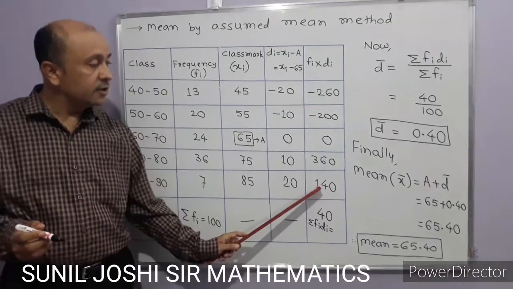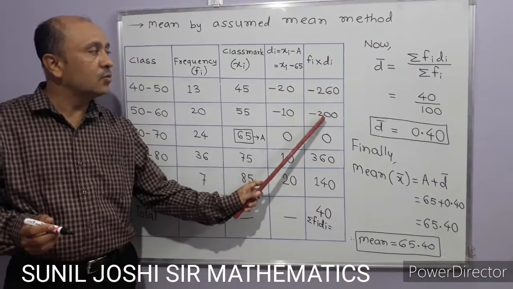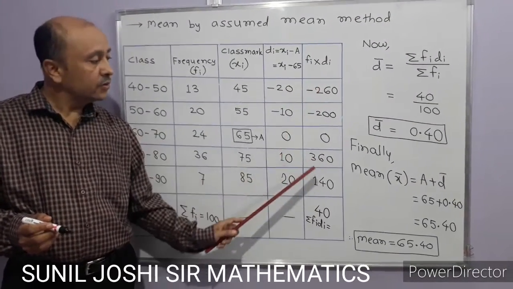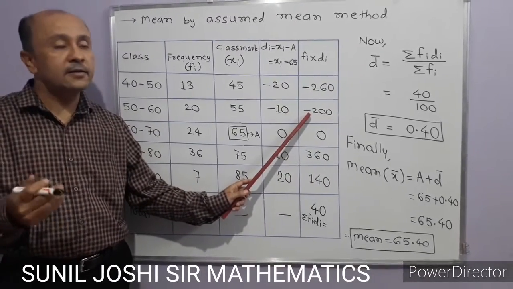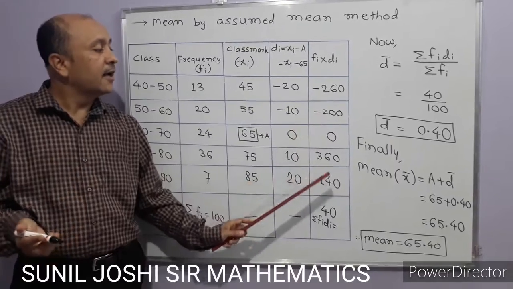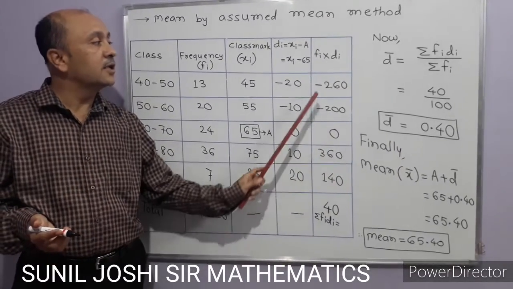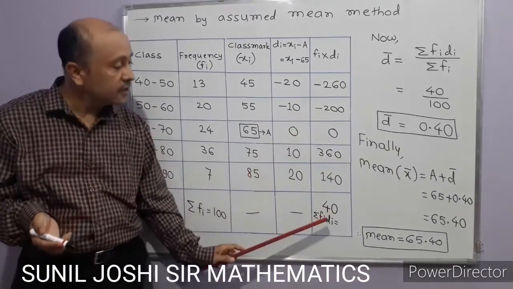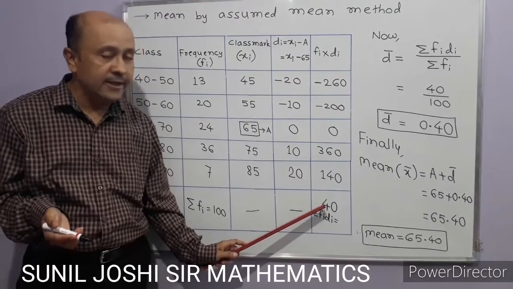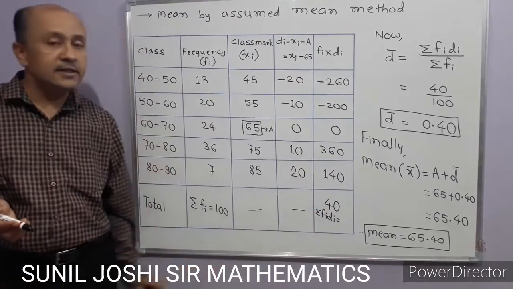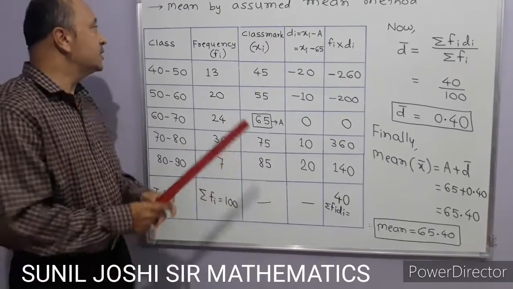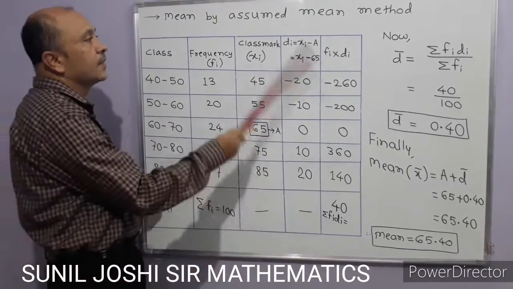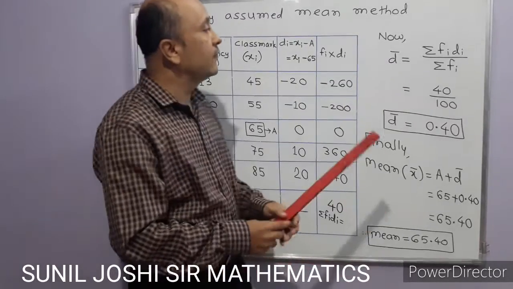So see students, here there are two positive numbers and two negative numbers. The two positive numbers are added separately, the two negative numbers are added separately, and then the positive number minus the negative number. So the answer is 40. That is, positive 40 is the answer for sigma Fi Di. Then see further, this is the completion of the table. Then further we are going to see the formulae.